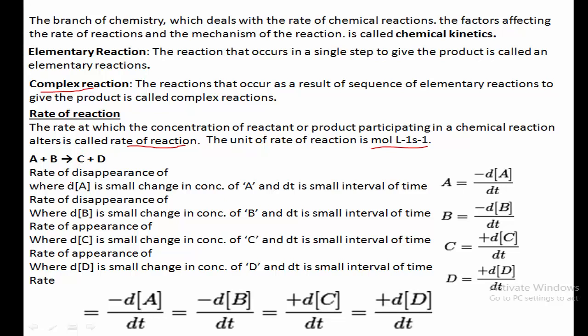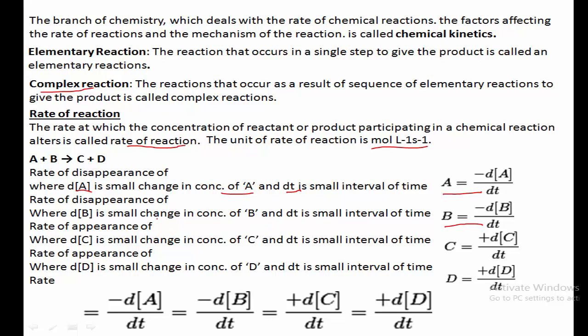So here the rate of disappearance of A is given as rate of A is equal to minus d[A] divided by dt, where d[A] is a small change in concentration of A in a small interval of time, that is dt. At a small interval of time, how much change in concentration of A will be observed is given by minus d[A] by dt. And similarly, the rate of disappearance of B is given as minus d[B] by dt, where d[B] is a small change in concentration of B and dt is a small change in time.